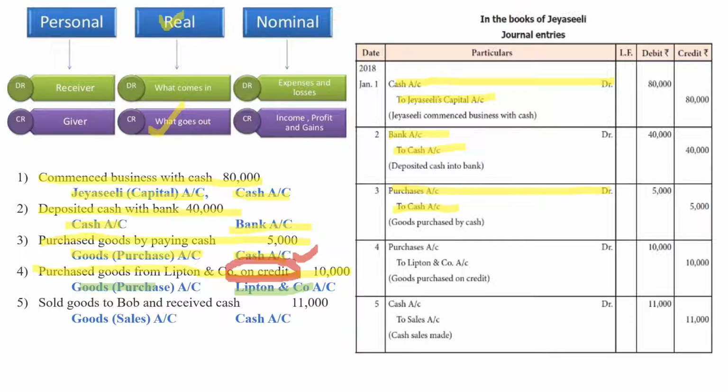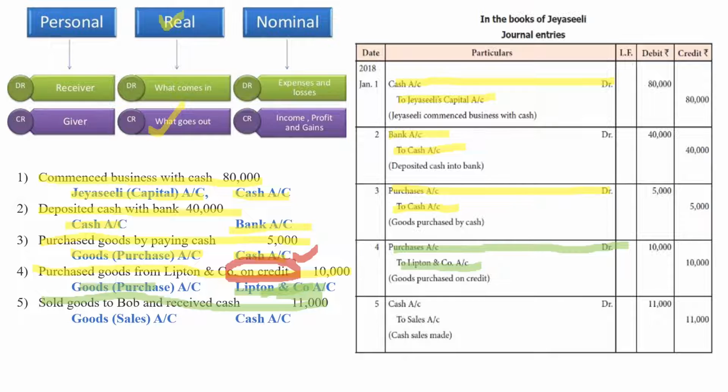Here purchase account is debited. Why? Because this is a nominal account and every expense would be debited because the rule says so. And Lepton and Co is the giver. This is an artificial person and it is giving us all those goods. That's why this would be credited. Sold goods to Bob and received cash $11,000.